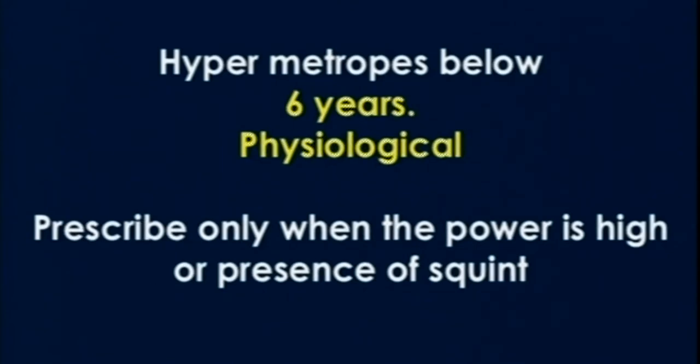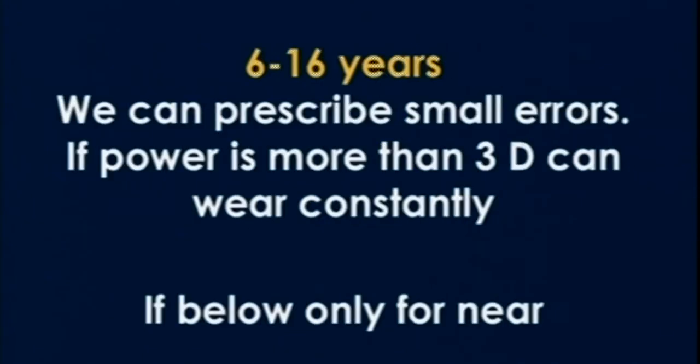Now come to hypermetropes. Hypermetropes, below the age of 6, it's physiological. Only when the patient has got a problem of squint or when the power is high, prescribe to the patient. Suppose the children, 6 to 16 years and all, a small error can be prescribed. But if the power is more than 3, ask him to wear constantly.